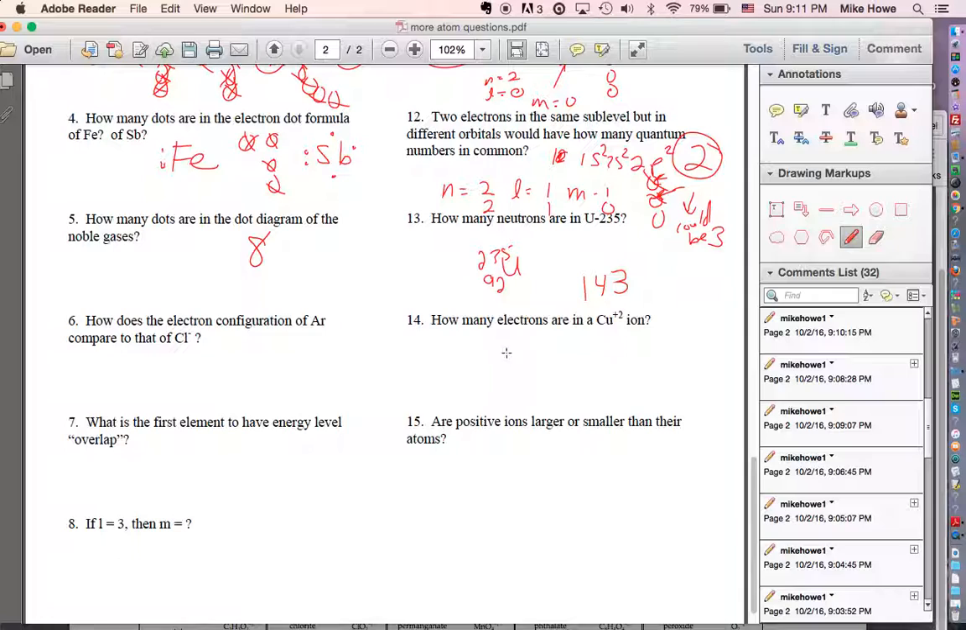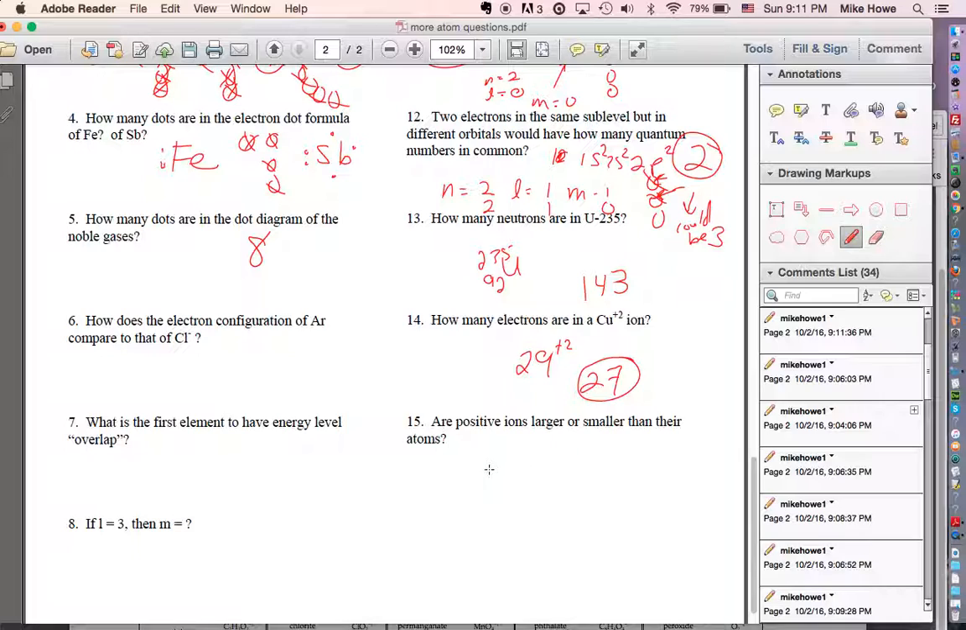Okay, let's go ahead. I'll finish this column and come back to the other column. So how many electrons in a copper plus 2 ion? Copper has 29 electrons. So if you take away 2, now you're going to have 27. A plus 2 charge means you've lost 2 electrons. So you have 27 electrons.